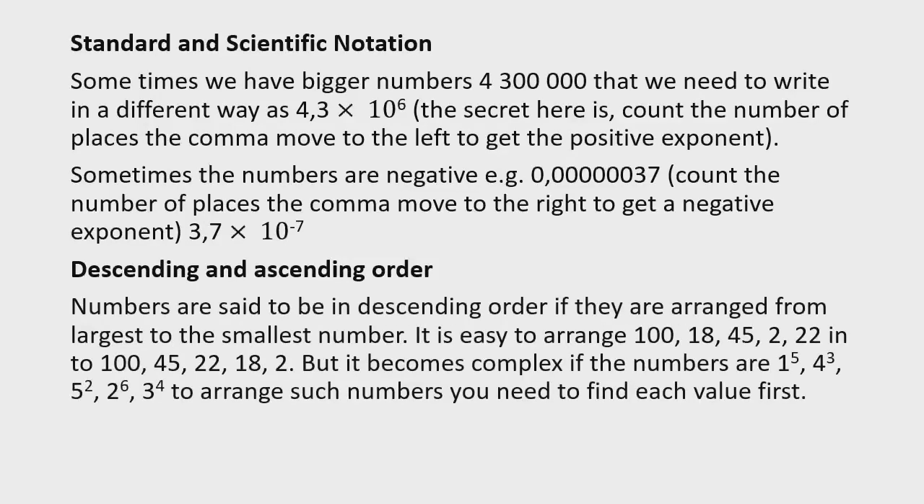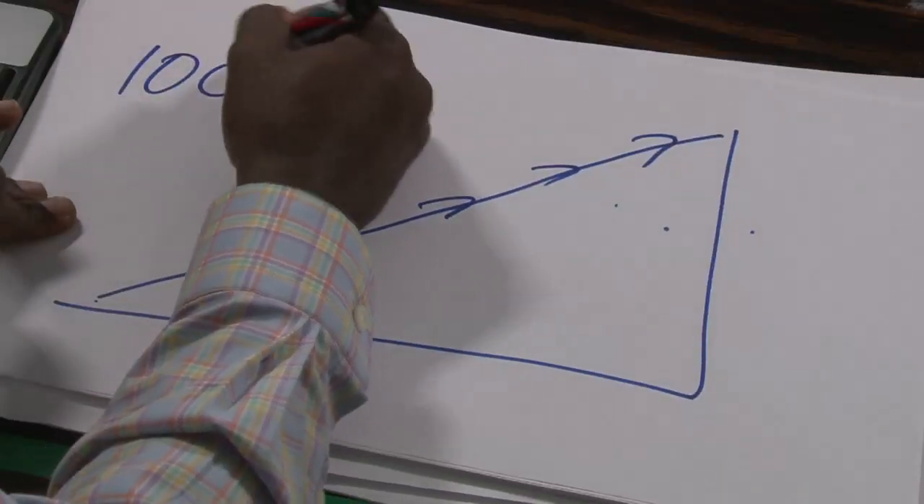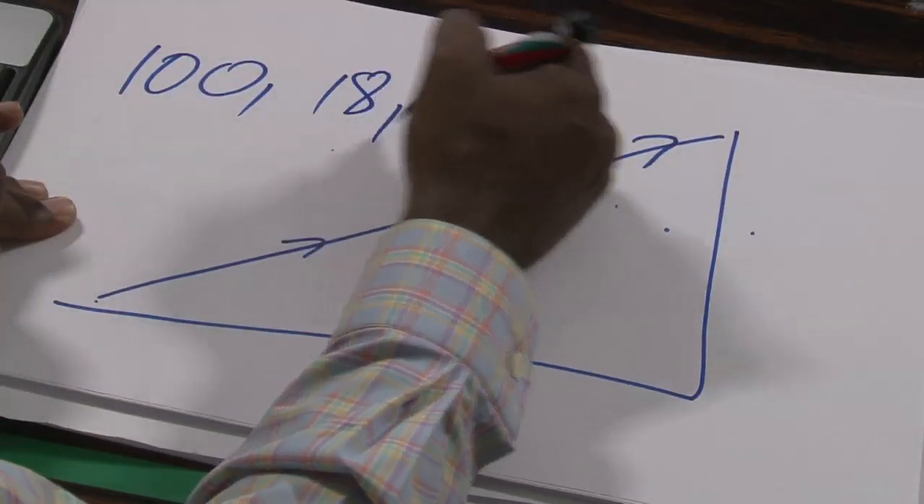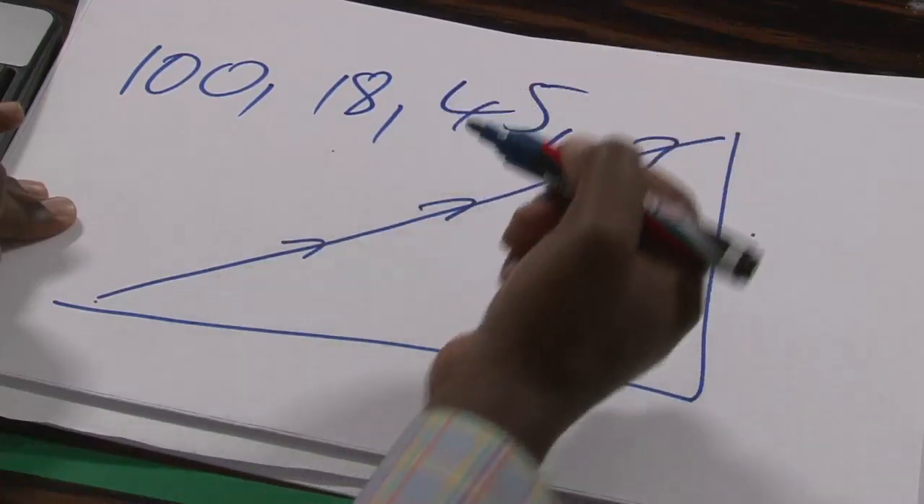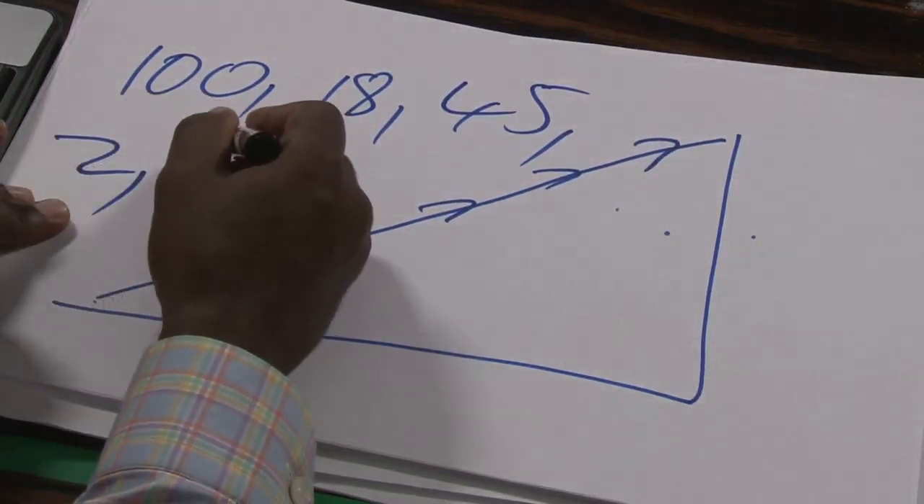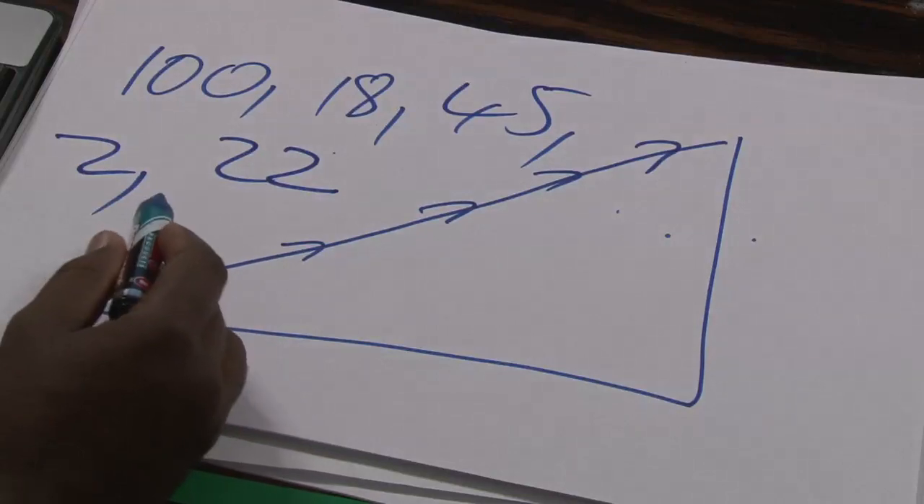Now let's look at these ones. They say numbers are said to be in descending order if they are arranged from the largest to the smallest number. It is easy to arrange 100, 18, 45, 2, 22. Very easy to arrange because those numbers we know them. So if somebody gives you a number like 100, and gives you 18, 45, 2, and 22, these numbers are very easy.